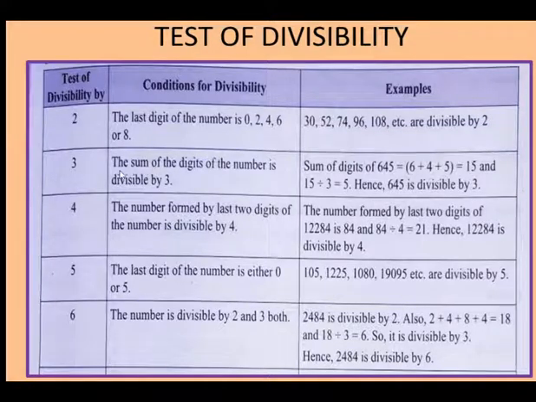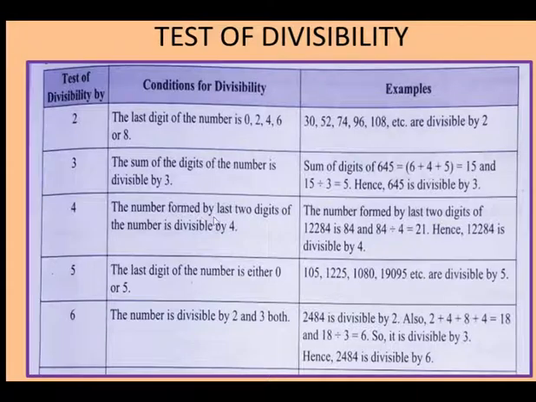Then 3: the sum of the digits of the number is divisible by 3. If the sum of all the digits of the given number is divisible by 3, then the number is divisible by 3. For example, the sum of digits in 645, you can see here, 6 plus 4 plus 5, is 15, and 15 is divisible by 3, so we can say 645 is also divisible by 3.